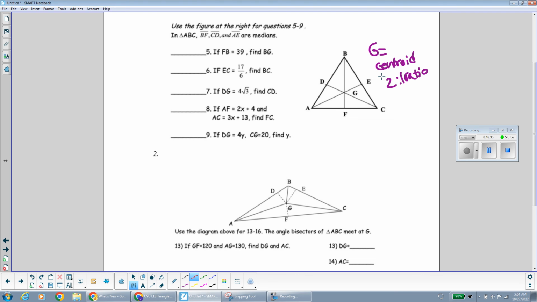If FB is 39, find BG. So remember, the median is split in a 2-to-1 ratio. So here the 2 part of the ratio and the 1 part of the ratio together make the whole median, which is 39.